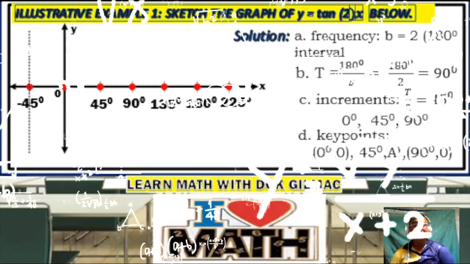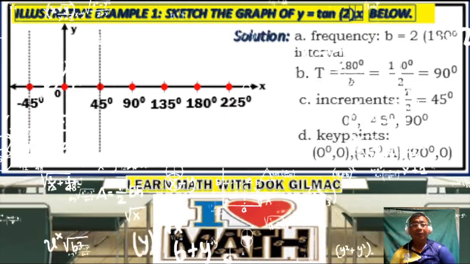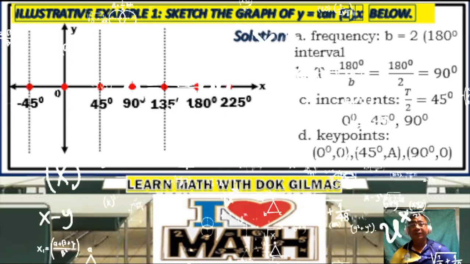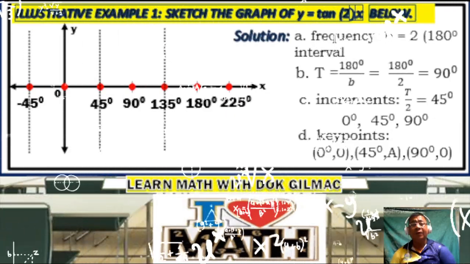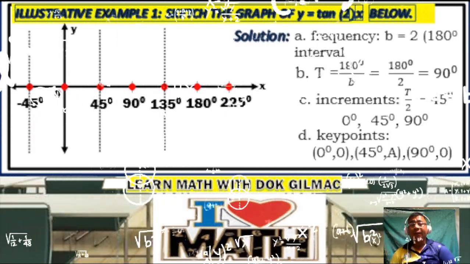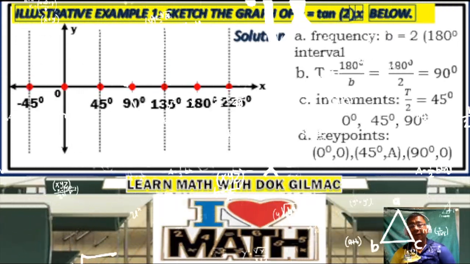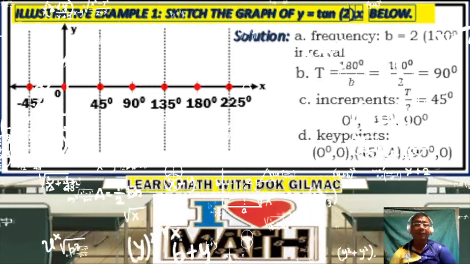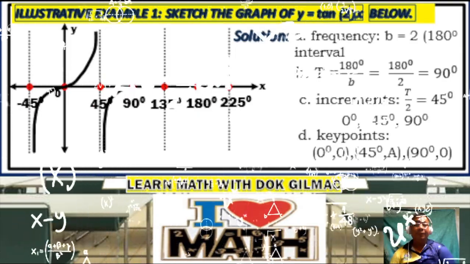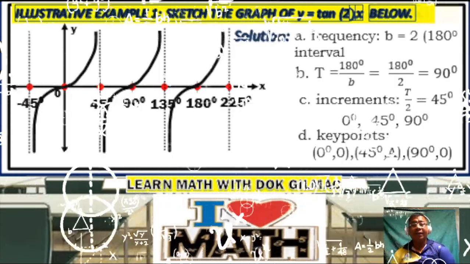So that's the asymptote. Negative 45 degrees, 45 degrees, 135 degrees, since tangent of 2 times 135 is tangent 270 degrees, is also undefined. So therefore, that will be the asymptote. And 225 degrees, tangent of 450 degrees, is also undefined. So if we are to graph the tangent 2x, we have this. As you can see, I extended the graph into 3 cycles.